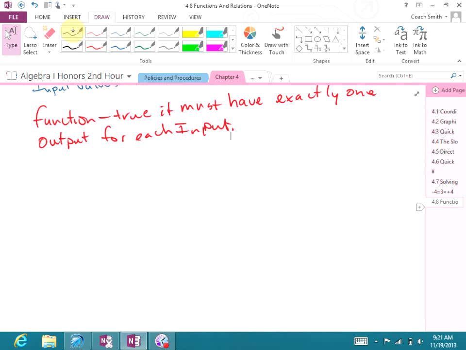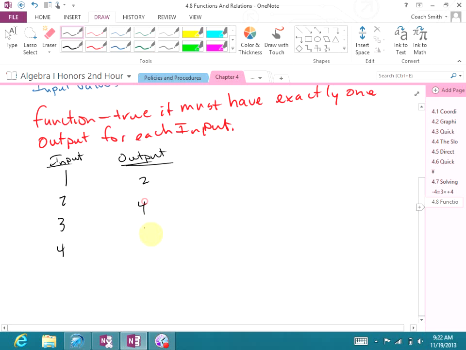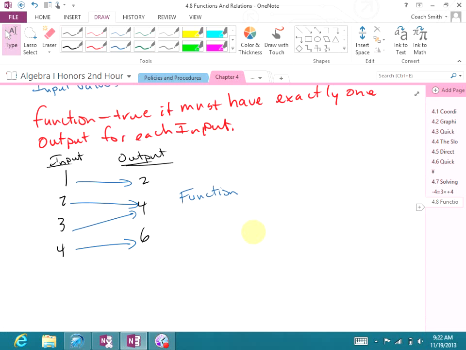Okay, for example, I'll give you two examples here. One is we have numbers 1, 2, 3, and 4, and these are our input values. Our output values are 2, 4, and 6. All right, let's say we get this right here. Okay, this is a function. Each input value has one output value.